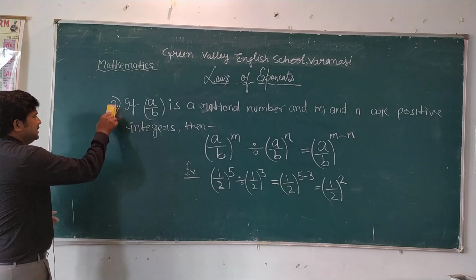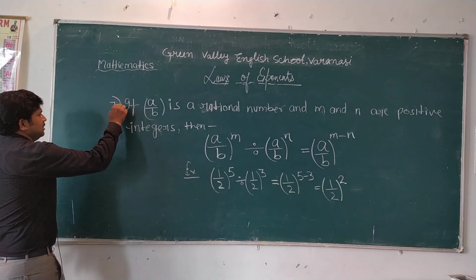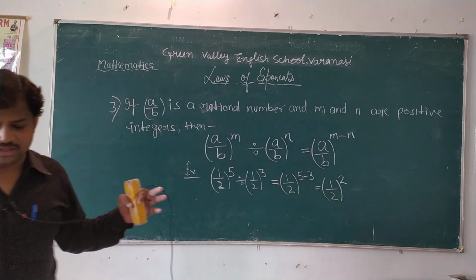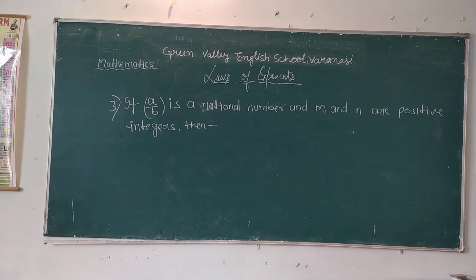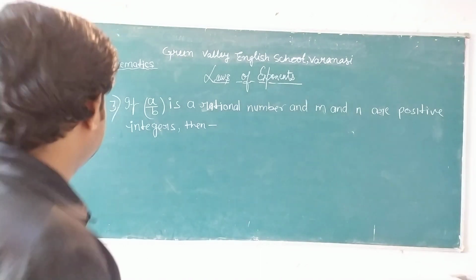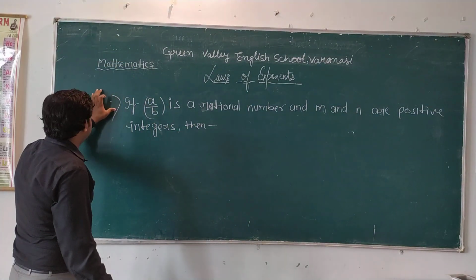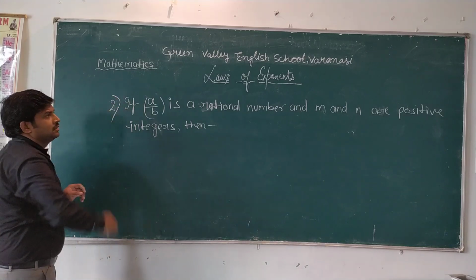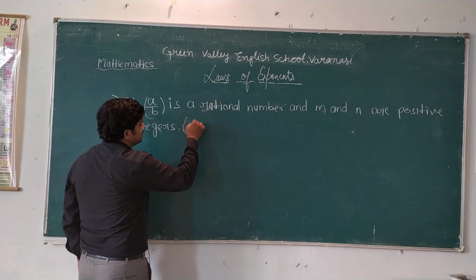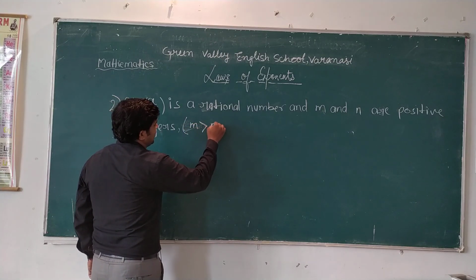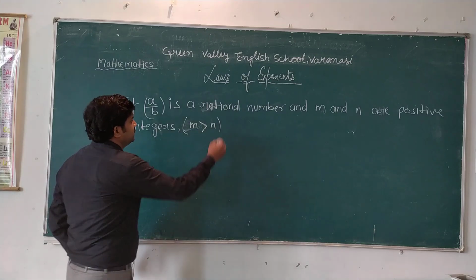Then we will see the third law of exponent. Here, in the first and second laws of exponent, the first condition is that m is greater than n. It means n is smaller than m.